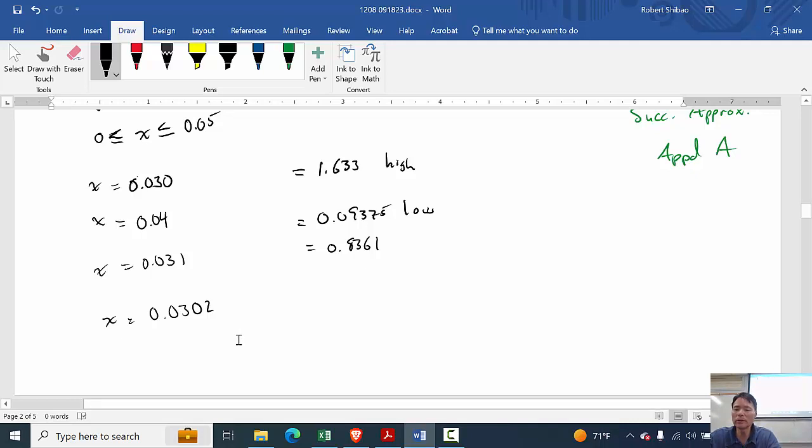So I'm going to go 0.0302 times 2 minus 0.1, square that whole thing, times 0.1 minus 0.0302, which would be 0.0698, divided by 4 divided by 0.0302 cubed. What did you get? 0.9934.